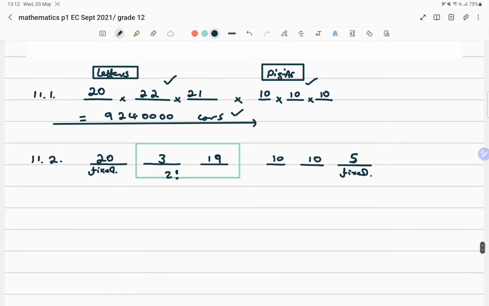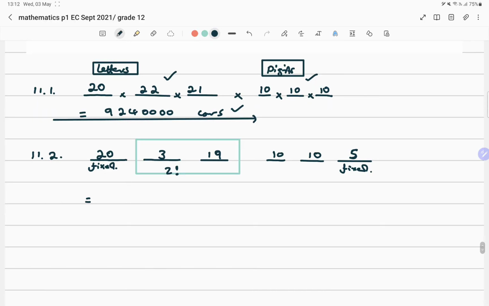All right. Great stuff. So this implies that we're going to have here 20 times 3 times 19 times 2 factorial, because 2 factorial is just 2 times 1, which is just 2. So we have to multiply this by 2 because of this situation. And then we're going to multiply this by 10, by 10, by 5. Okay? So that's it.